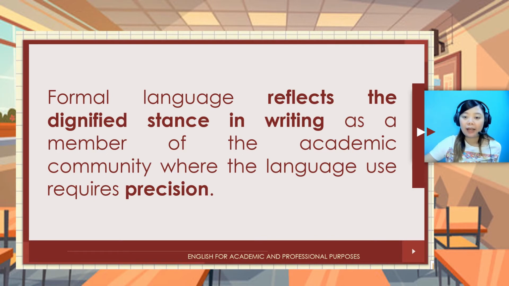So in formal language, our focus is to maintain formality in the text that we write. It requires precision, specific and accurate ideas in the things that you write about. It has this dignified stance in writing, meaning we don't usually throw a joke or use flowery words in our sentences, because it has to be straight to the point and concise.